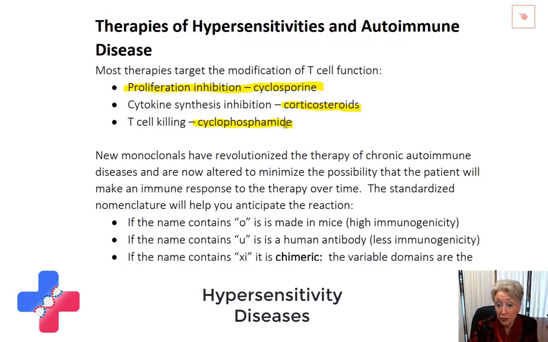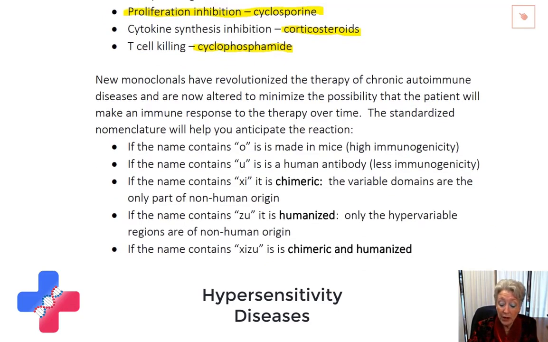Now, it's true recently, of course, that the absolute explosion of development of new biologics is revolutionizing our management of these problems. And the only thing I want to say about these is that at least you can tell that something is a monoclonal if it has the last letters in the name of the drug being MAB. Okay, that stands for monoclonal antibody.